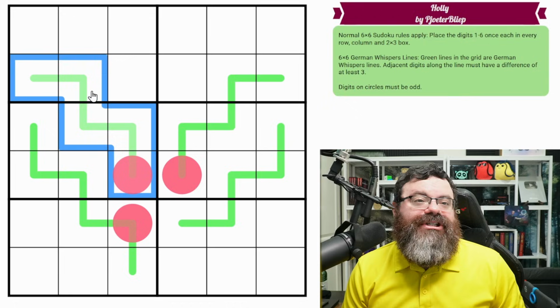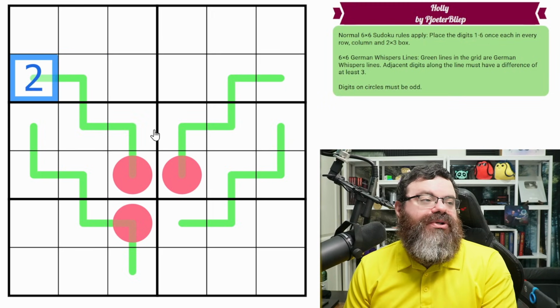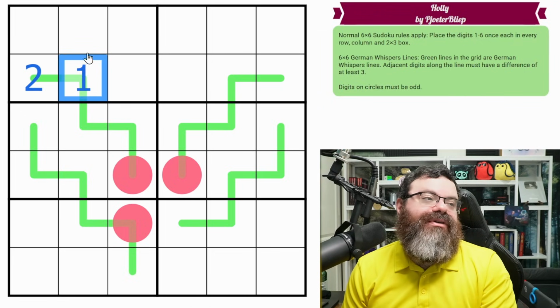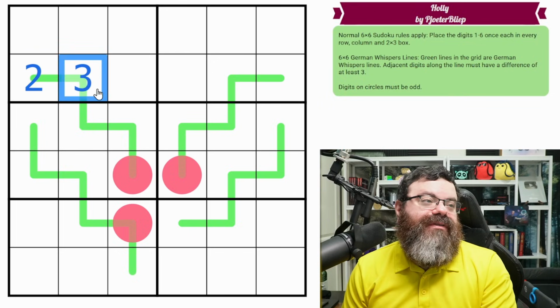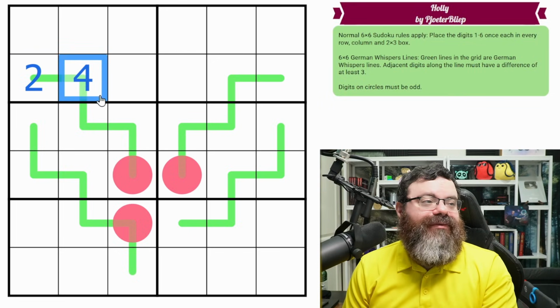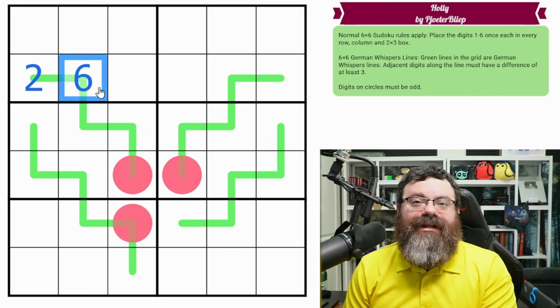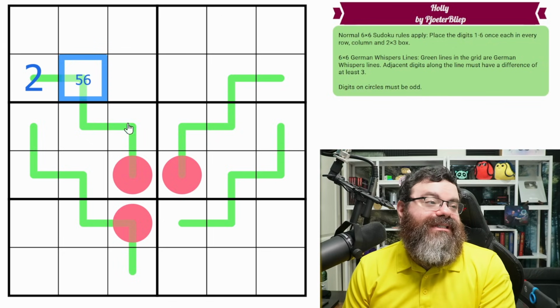So adjacent digits along the line must have a difference of at least 3, meaning if this was a 2, then we need to be at least 3 different from 2. So we can't do a 1. 2 minus 1 is 1. We definitely couldn't do a 2. That would have a 0 difference. A 3 would have a 1 difference. A 4 would have a 2 difference. So none of those are allowed because none of those are at least 3. But the 5, if you do 5 minus 2, that is a 3 difference. So that's fine. And 6 has a 4 difference. That's also at least 3. So next to this 2, we could put a 5 or a 6. That's the conclusion.